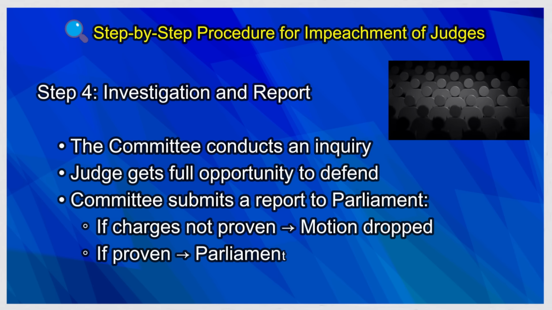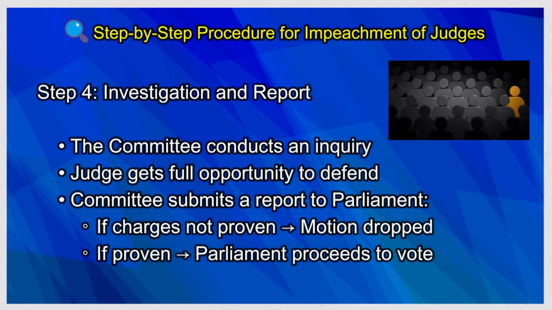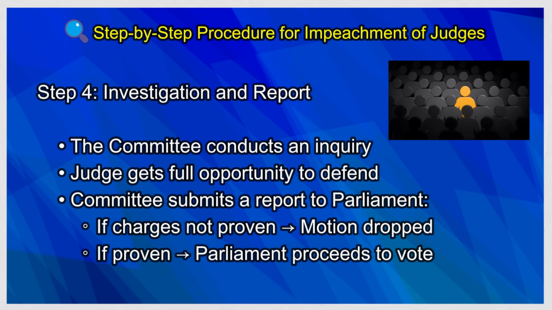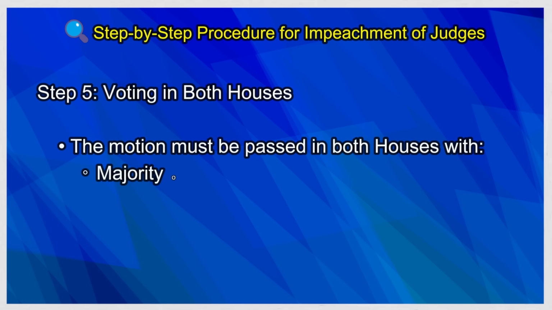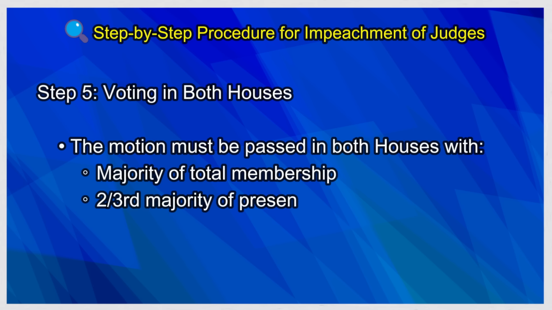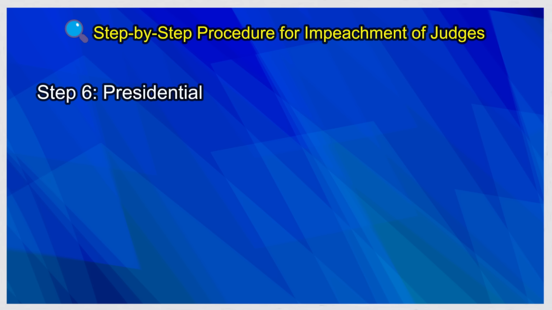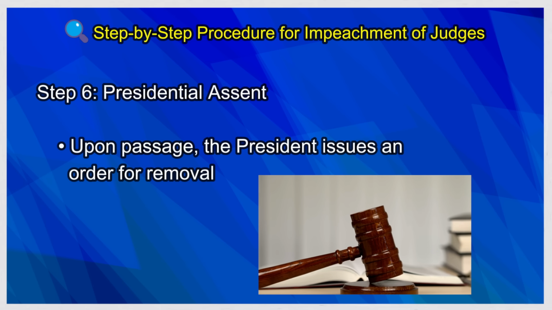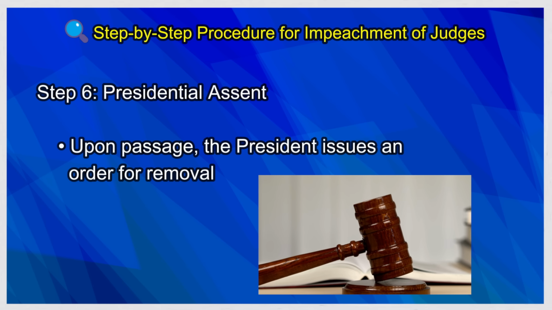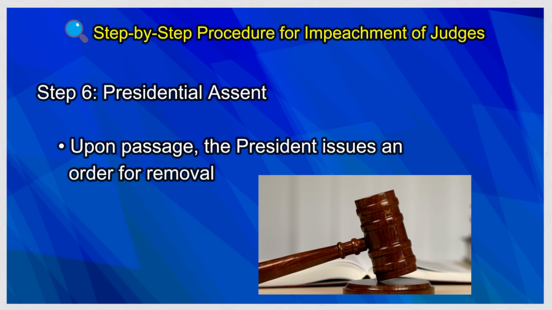If charges are not proven, the motion is dropped. If proven, the motion proceeds to vote. Step 5 is voting in both houses. The motion must be passed in both houses with majority of total membership, which is currently 2/3 majority present and voting. And finally, step 6, which is the presidential assent. Upon passage of the motion by 2/3, the President issues an order for removal.